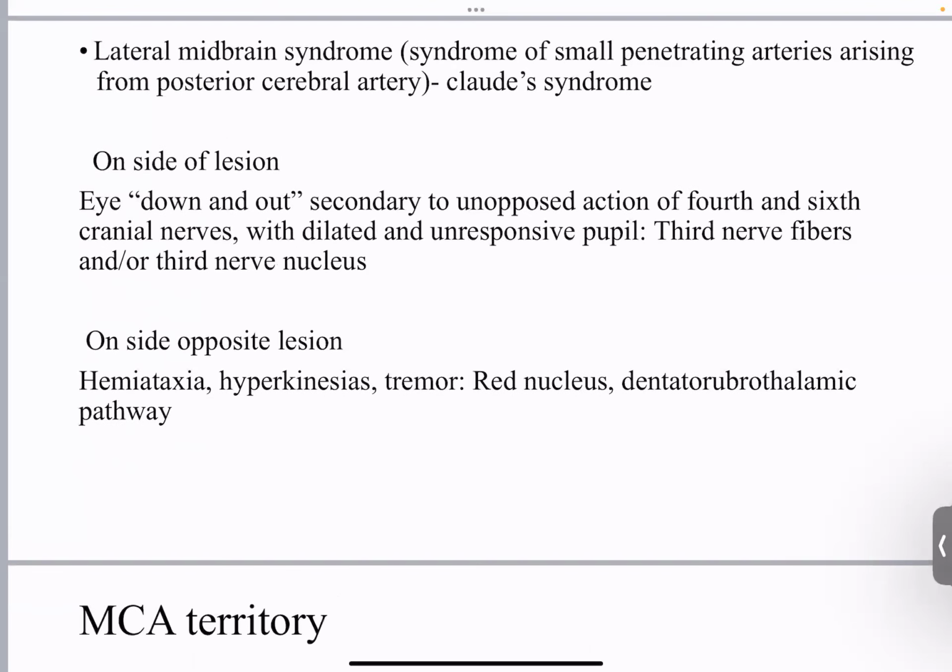Lateral midbrain syndrome is otherwise called Claude syndrome, due to occlusion of small penetrating arteries arising from the posterior cerebral artery. On the side of the lesion, again due to third nerve involvement, the eyes are down and out with a dilated, unresponsive pupil. On the opposite side, there is hemiataxia, hyperkinesia, or tremors, which can be due to the red nucleus and the dentatorubrothalamic pathway coming from the cerebellum.